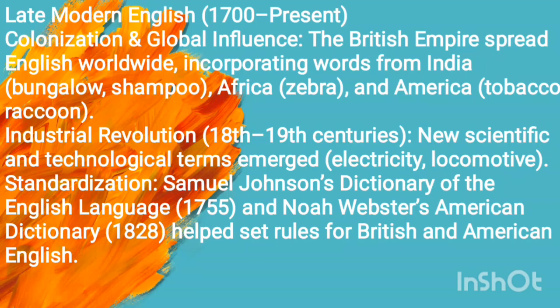Colonization and global influence: English spread worldwide, adapting words from many languages, that is bungalow, shampoo from India, zebra from Africa. And industrial revolution starts from 18th to 19th century. It introduced technological vocabulary, that is electricity, locomotive. Next, standardization, that is introduced by Samuel Johnson's Dictionary of the English Language in 1755, and Noah Webster's American Dictionary in 1828. It helped formalize spelling and grammar.